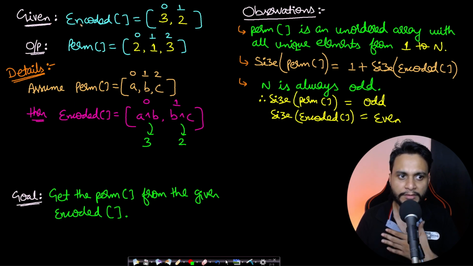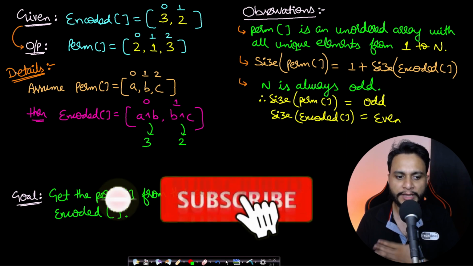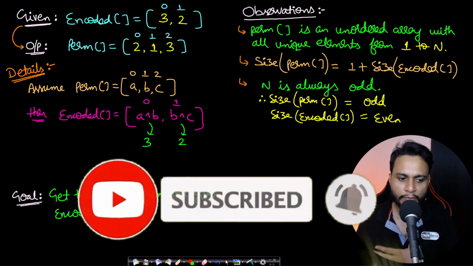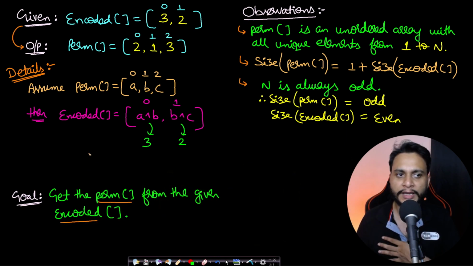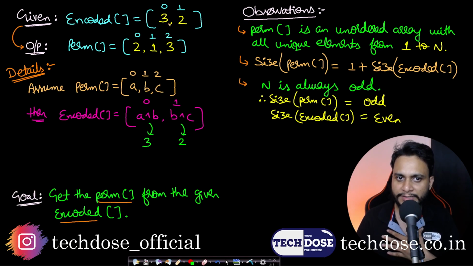Now, given the encoded array, our goal is to find the output array. That means our goal is to find the permutation array from the given encoded array. Now let's say the encoded array is 3, 2. How was this formed? If we assume that the permutation array is ABC, that is what I am assuming because I don't know what the elements are.